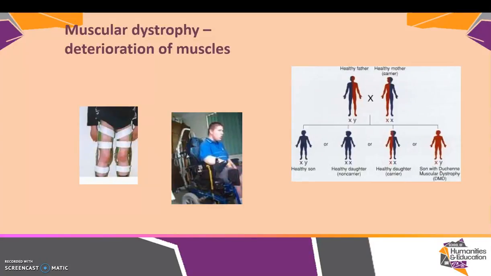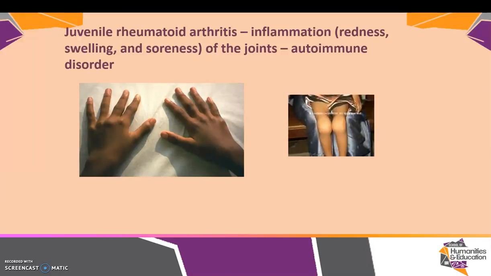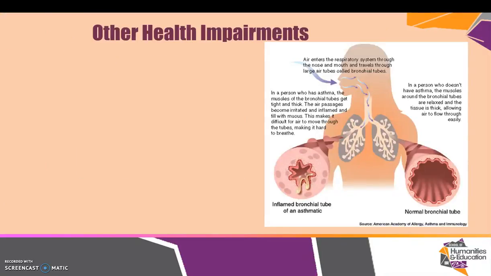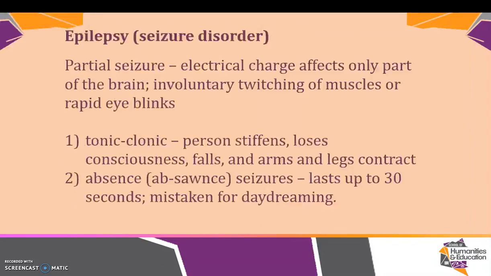Muscular dystrophy has to do with a deterioration of muscles. Arthritis has to do with an inflammation of the joints. And well, the number of other health impairments that there are would be too many to mention, I would not be able to go through with you.